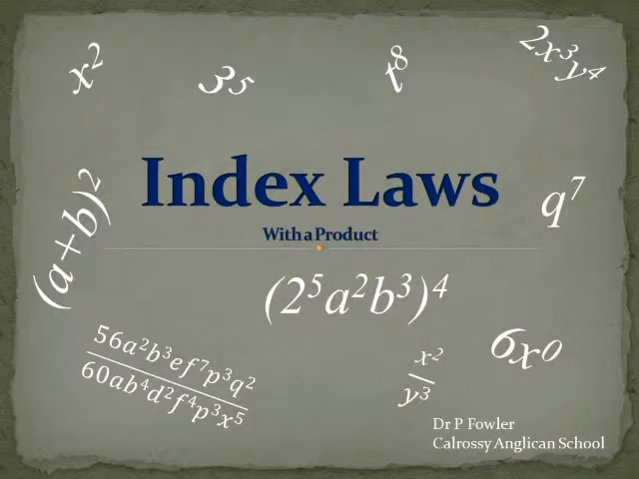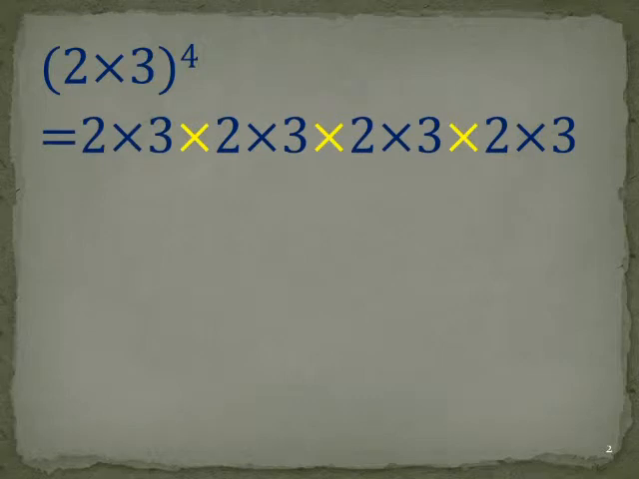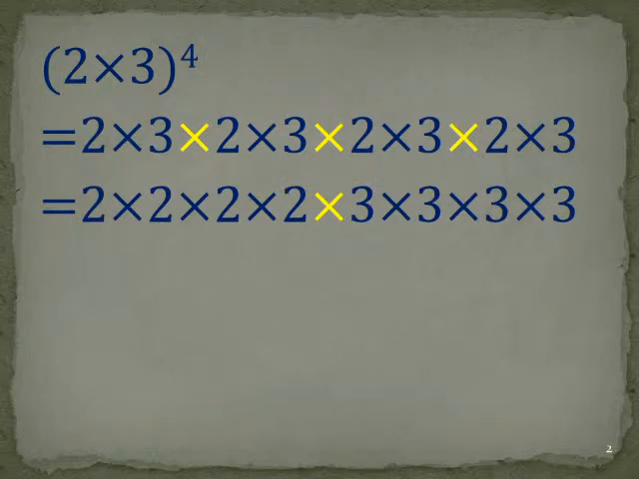In this part of the video, we're going to look at what happens when we've got the product of two numbers, and that is then raised to an index. So for an example, let's take 2 times 3, all raised to the power of 4. In expanded form, this is 2 times 3 times another 2 times 3 times another 2 times 3 times another 2 times 3. Now you know that multiplication is what we call commutative, which means you can do it in virtually any order. So let's arrange our 2's together and our 3's together.